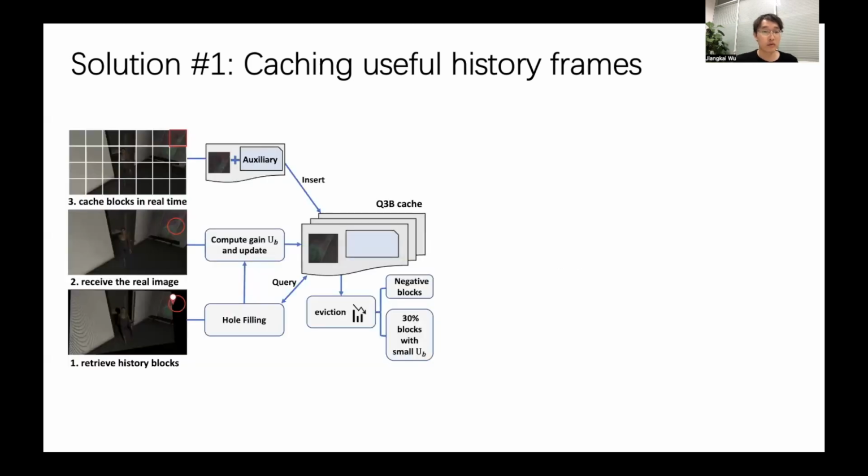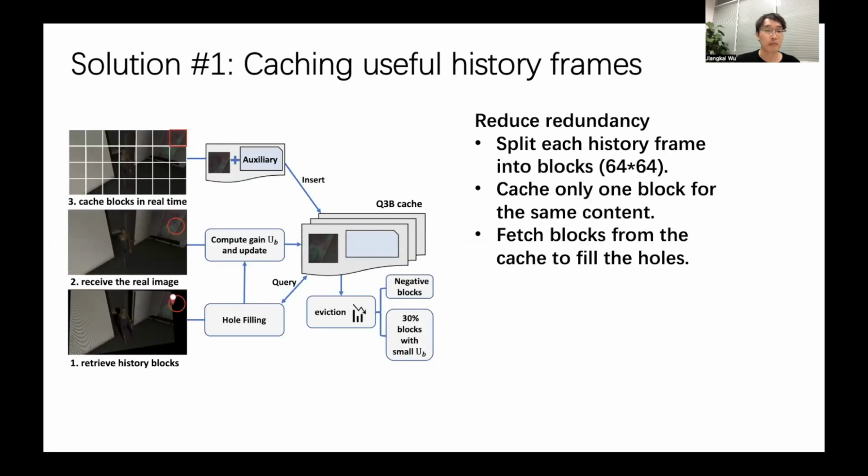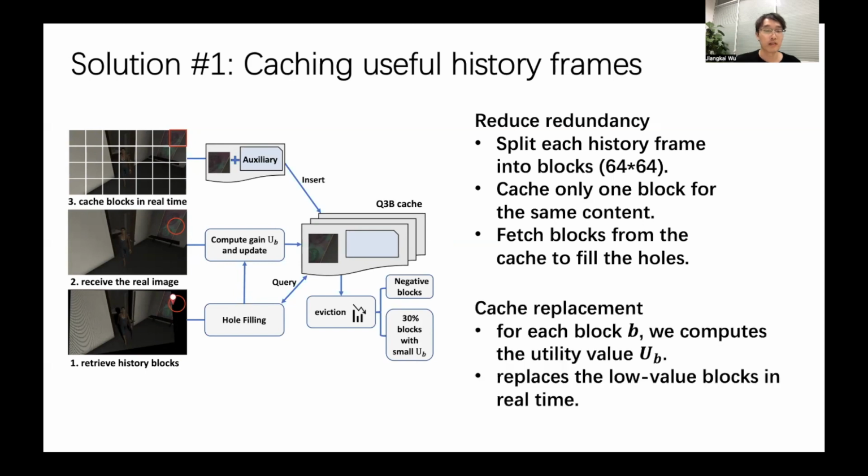To reduce storage, we propose two methods. First, we split each history frame into blocks and cache only one block for the same contents. Second, for each cached block, we compute its utility value and replace the low-value blocks in real time.